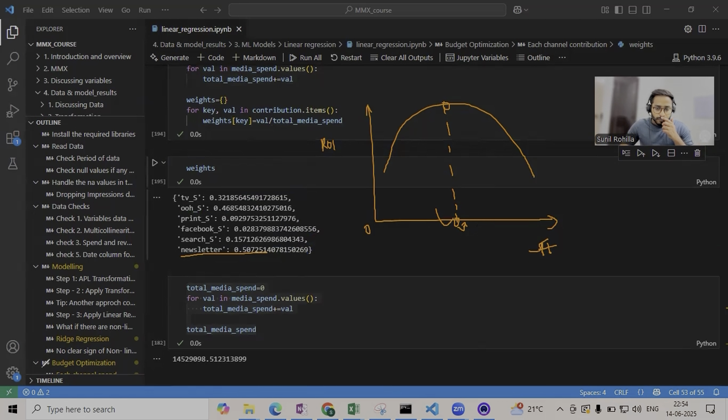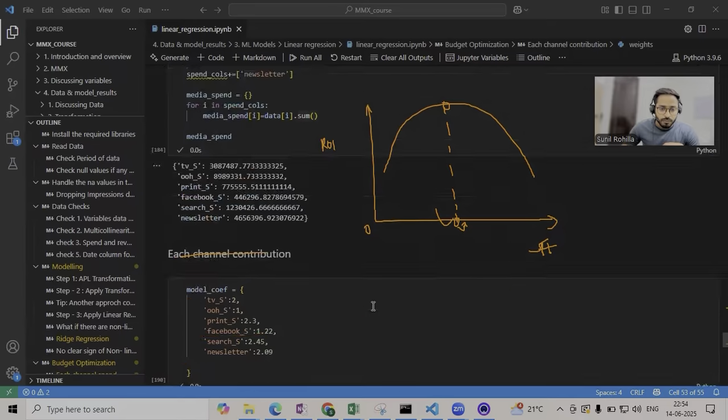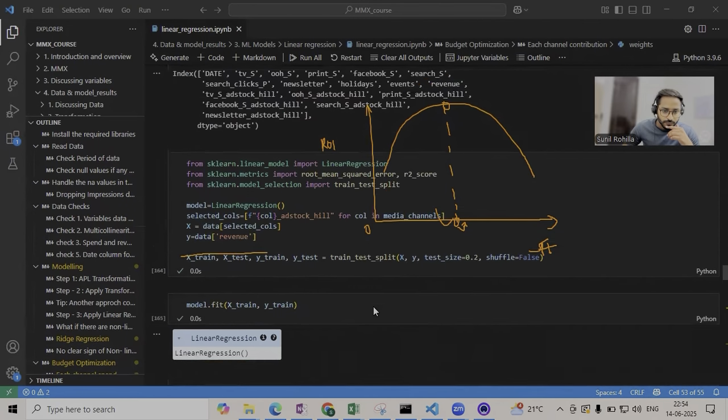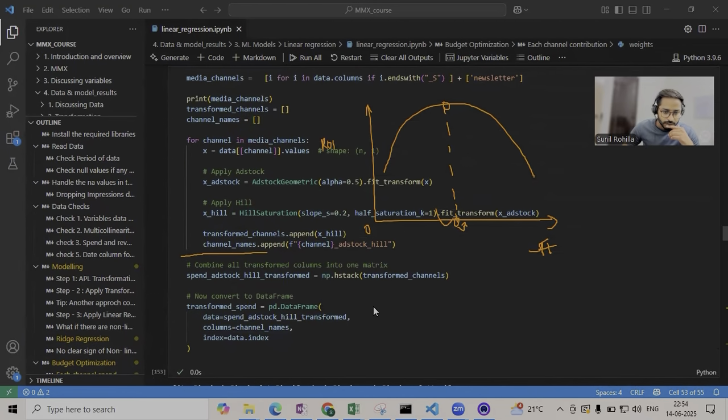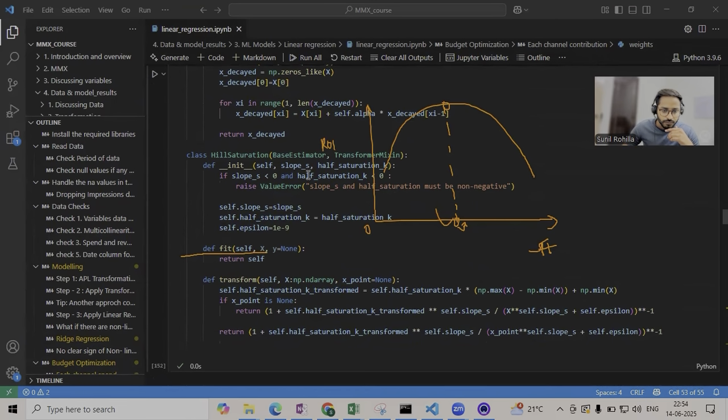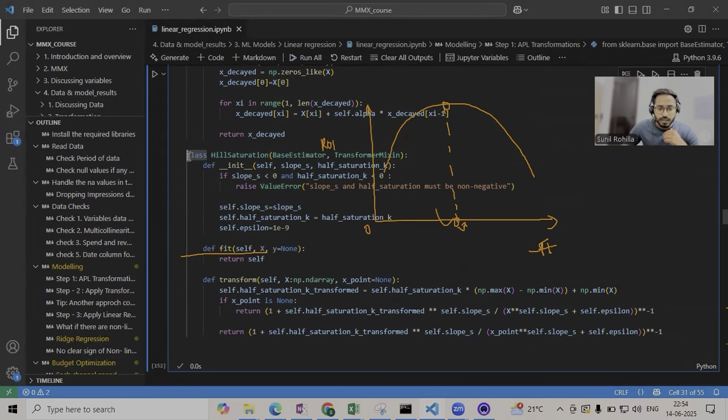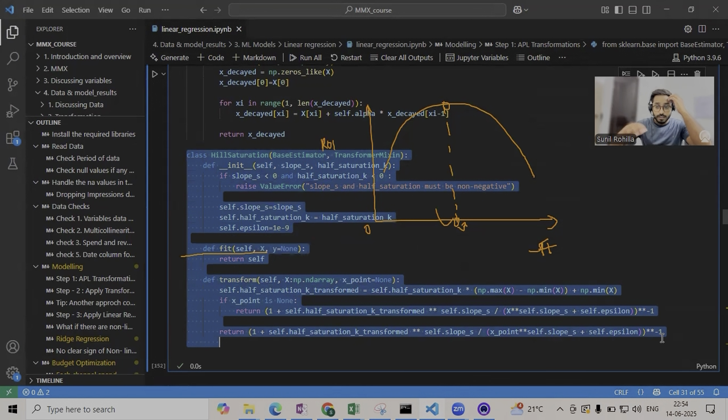Now, from where will I get this curve? We will get this curve from, well, let me just clear this. We will get this curve from this equation. So, Hill saturation curve. Yeah, this one. This is the one which will give us this diminishing returns curve, right?